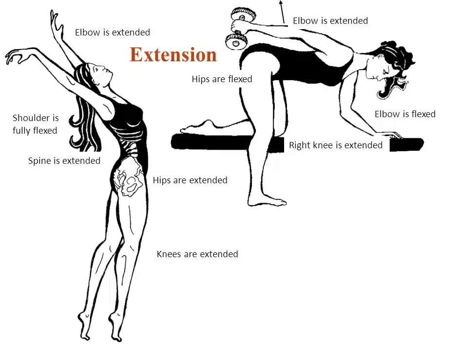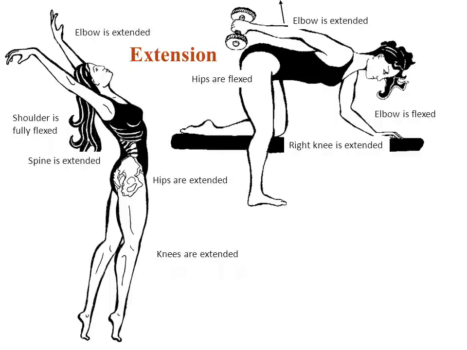Extension is to increase the angle between two bones. If you look at the picture of the woman on the left, her arms are straight, so she's moved the bones away from each other. She's also extended at the waist, and she's extended at the knees. The woman on the right, if you look at the right side of her body, her elbow is extended because she's straightened it out. Her shoulder is extended as she's moved it back of the body.